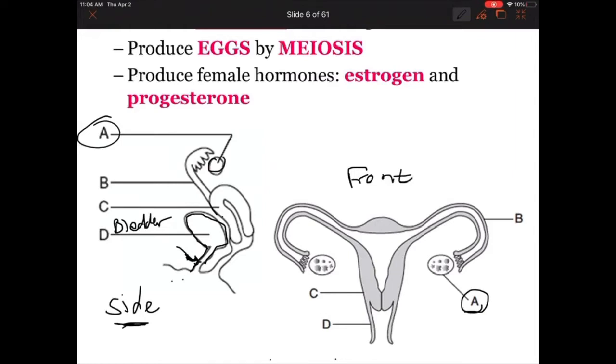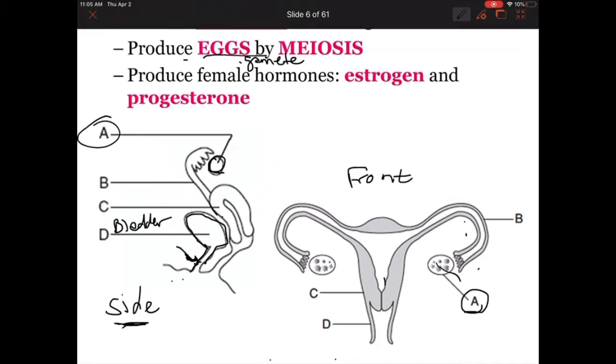The ovaries are labeled A in both structures, and that is where eggs are made through the process of meiosis. Remember, eggs are the female gamete. That is one of those vocab terms that you have. Sperm is the male gamete, eggs are the female gamete.